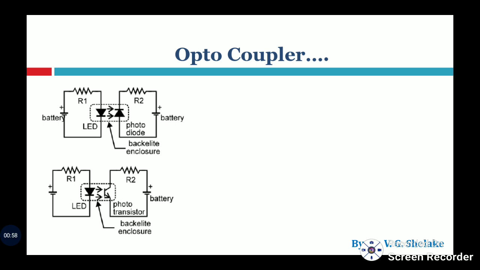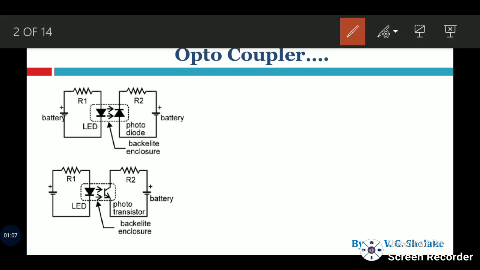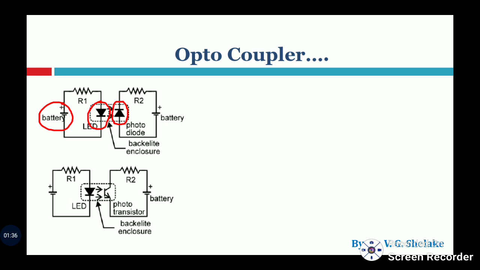First, we are going to discuss the optocoupler. This is one of the transducers which consists of two transducers. One is a light emitting diode called LED, which emits light when it goes into forward bias condition, and so it is provided with the forward battery. And one more transducer, that is a photodiode, which converts a light signal into its equivalent electrical signal. So this transducer consists of two transducers. One is a light emitting diode, LED, and another is a photodiode.